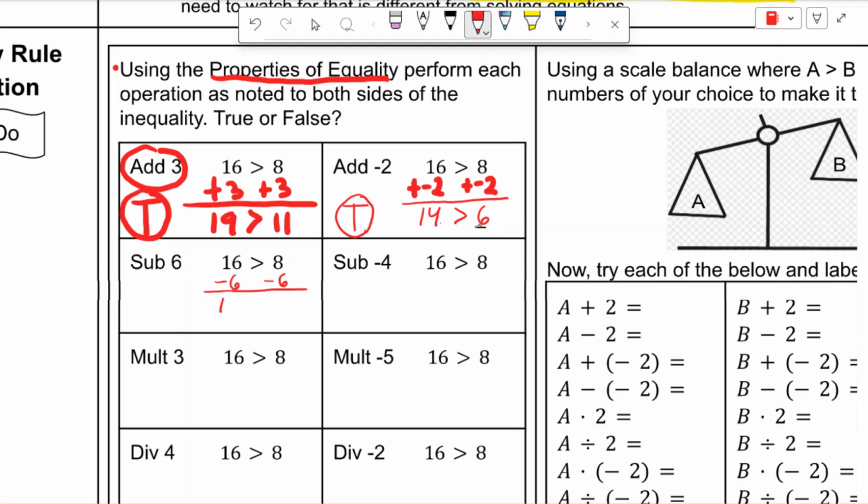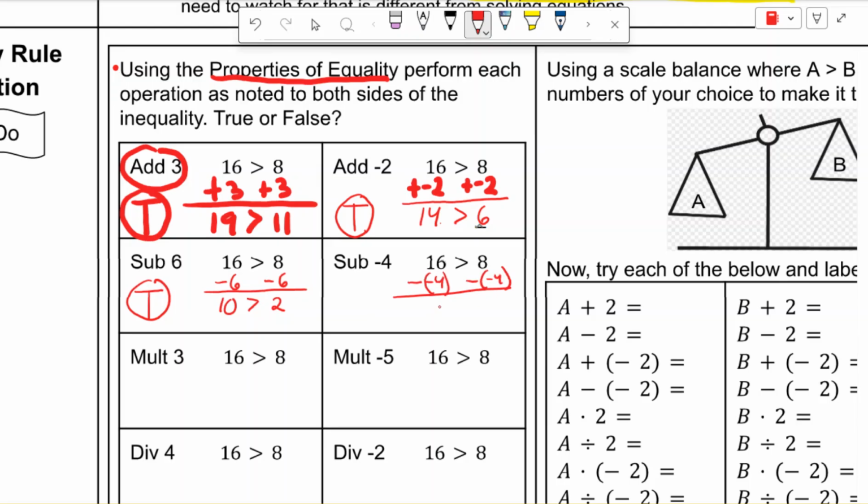16 minus 6 is 10, and 8 minus 6 is 2. Bring down the sign. Is it still true? It sure is. Another true. Now we're going to subtract negative 4. That could be tricky. It looks like this. Subtract negative 4. Or you could put parentheses like that. Subtract negative 4.